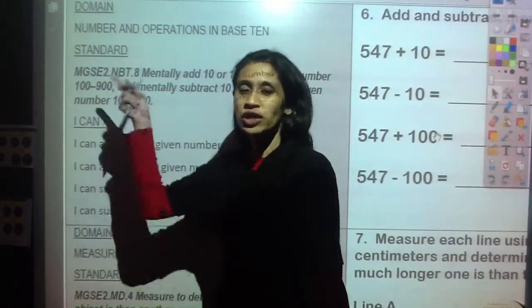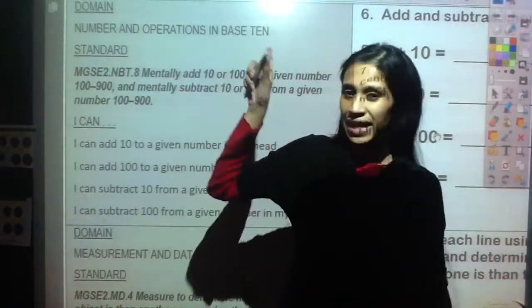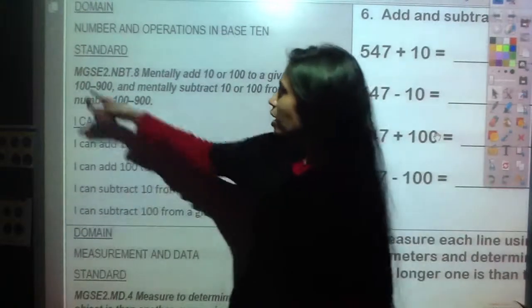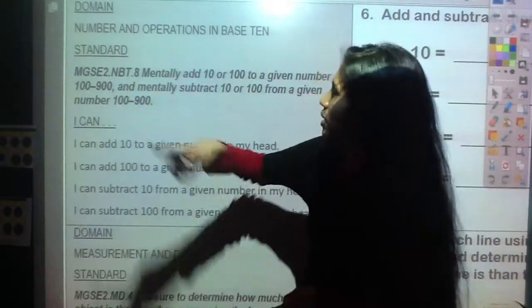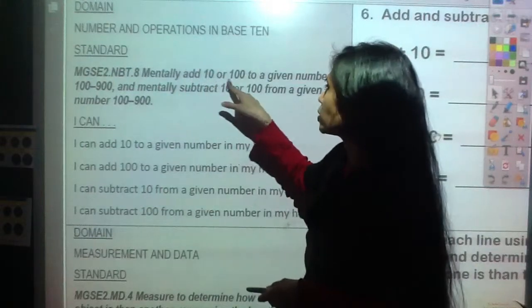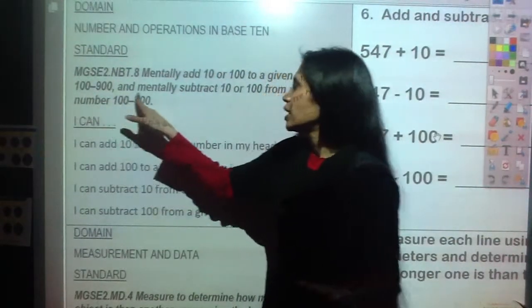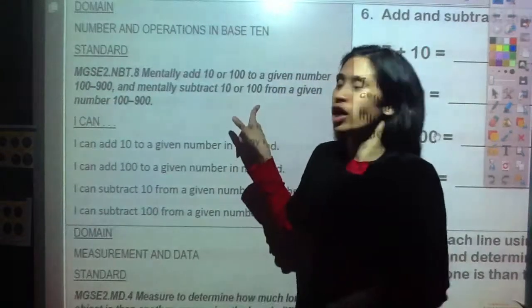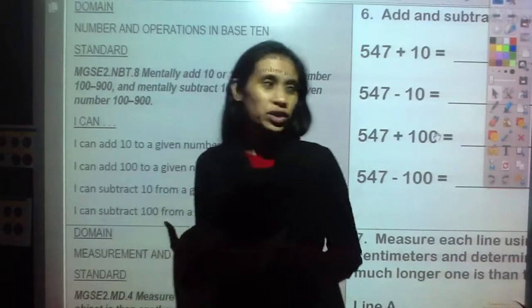So let's get started. Let's read over the domain, Number and Operations in Base 10. The standard is MGSE2.NBT.8. Mentally add 10 or 100 to a given number, 100 to 900, and mentally subtract 10 or 100 from a given number between 100 and 900, okay?